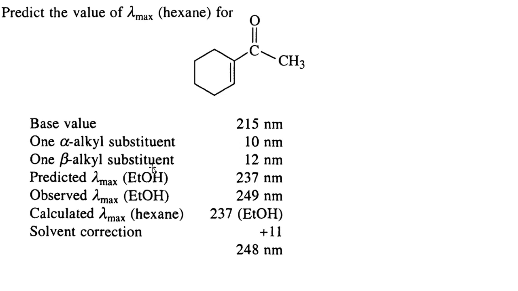That is in ethanol. But see, this question is to calculate lambda max in hexane. So you will have to add solvent correction. For hexane, it will be plus 11. That is, 11 nanometer is to be added to the calculated lambda max value in ethanol. So 237 plus 11 becomes 248 nanometers. So the lambda max in hexane will be 248 nanometer for this molecule, right?